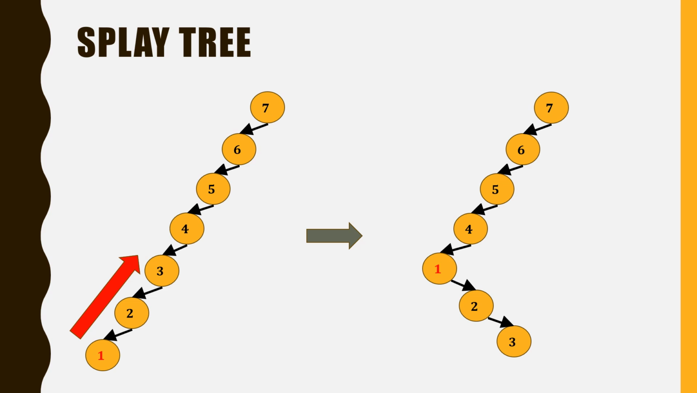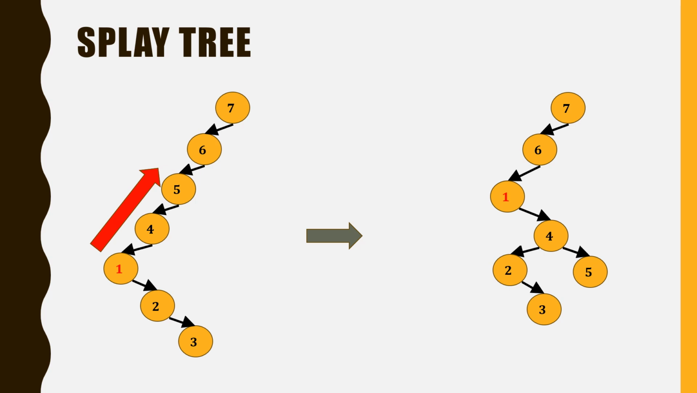Assume that we have a highly imbalanced tree storing the numbers 1 through 7, and we are accessing the number 1. First, we identify this as a zigzag case and perform the corresponding splaying operation. This operation tilts the subtree rooted at node 1, which makes node 1 the parent of node 2 and the grandparent of node 3.